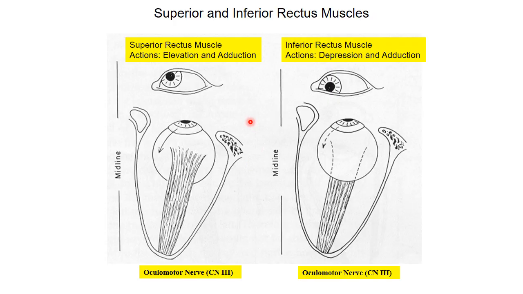Okay, let's look at the muscles that move the eyeball and their actions and the nerves that supply them. And we'll just do one muscle at a time. There's our superior rectus right there, inserting right there.